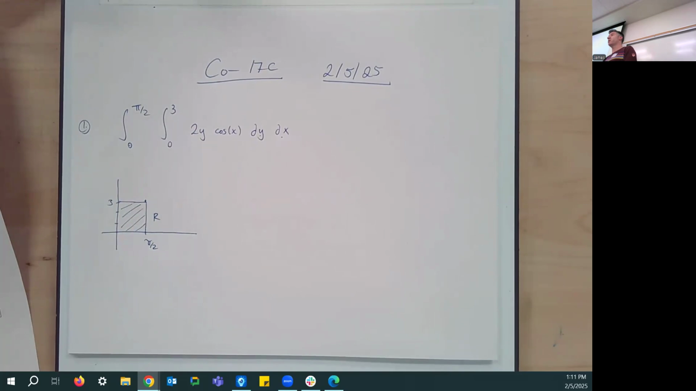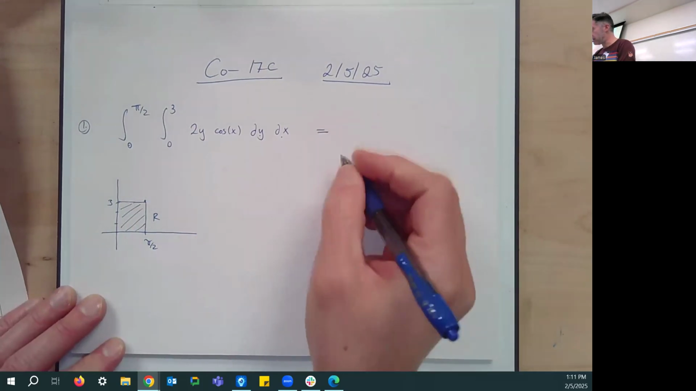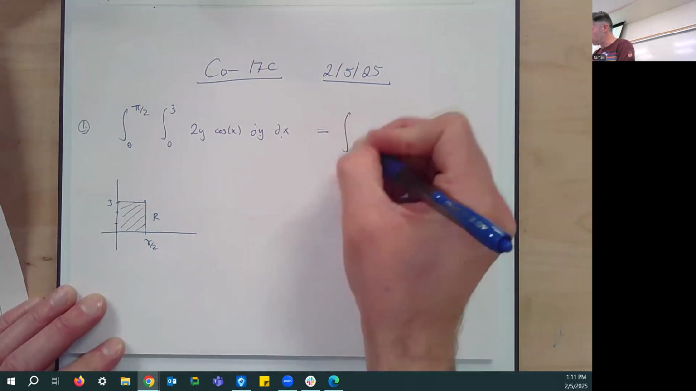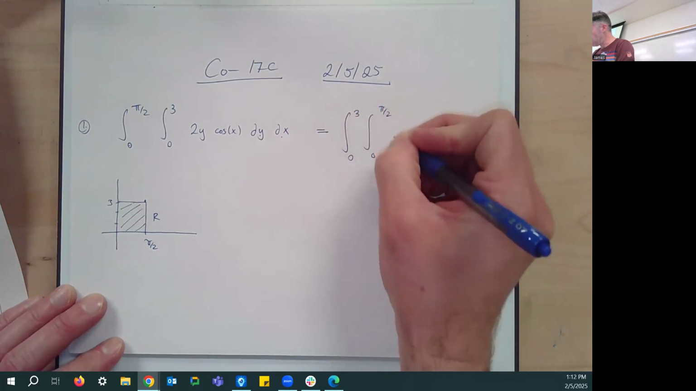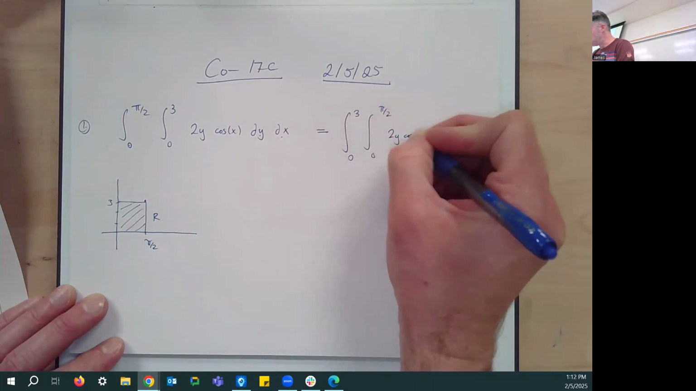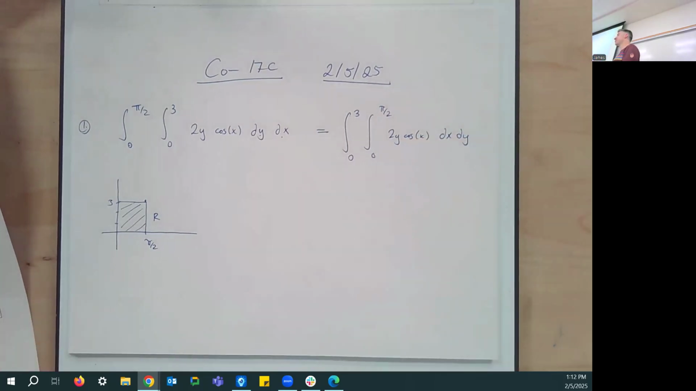When the region is a rectangle, although you shouldn't ever really need to, you can always just interchange the order of integration without doing any real work. This would be the same as the integral from 0 to 3 of the integral from 0 to pi over 2 of 2y times cosine of x dx dy. This is somewhat worthwhile to know, but maybe not super important.